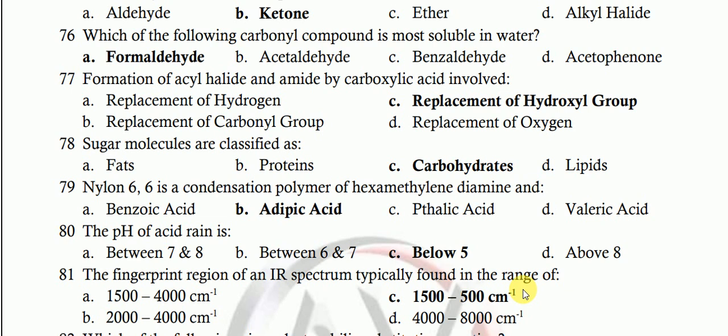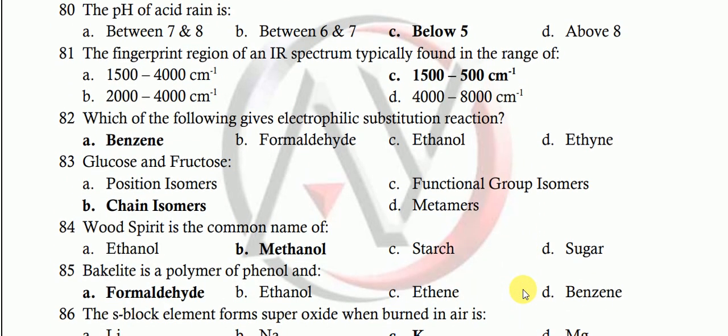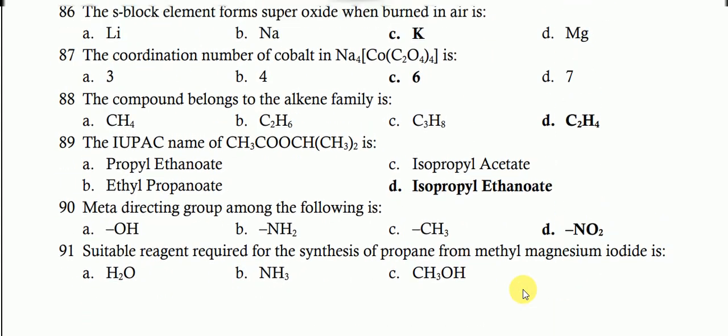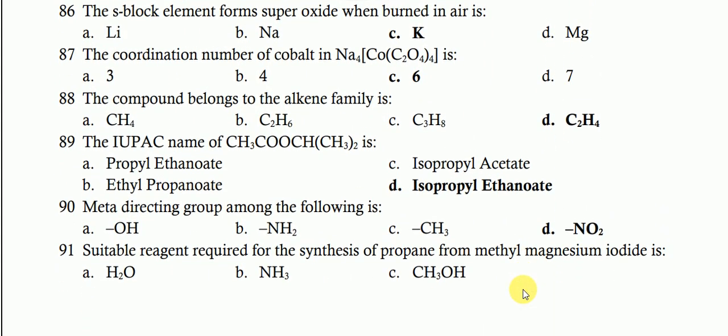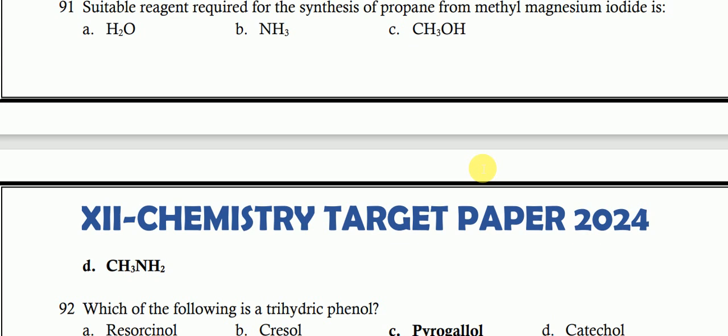Like the sugar molecules are classified as carbohydrates. Nylon 6,6 is a condensation polymer of hexamethylene diamine and adipic acid. The pH of acid rain is below 5. The s-block element that forms superoxide when burned in air is potassium. The compound belonging to the alkene family is C2H4. Meta directing group among the following is NO2.